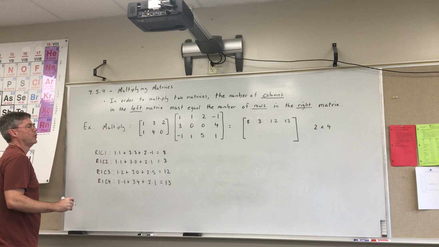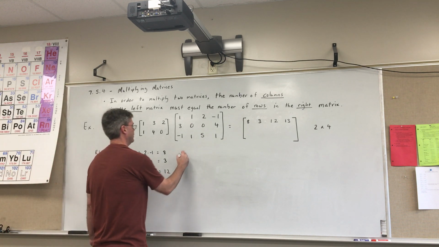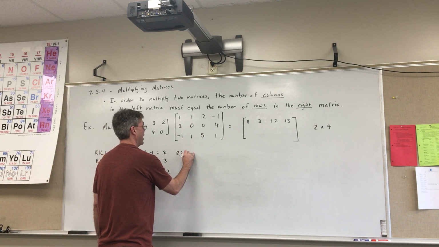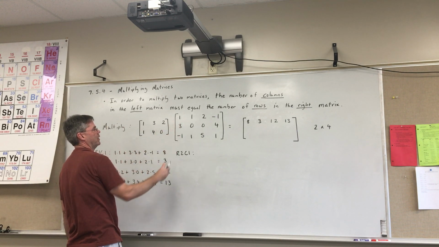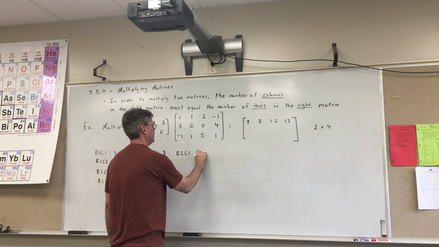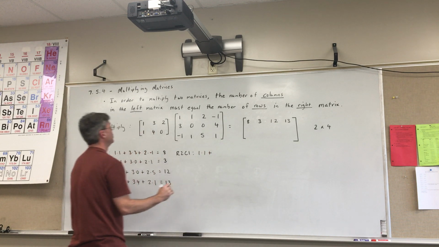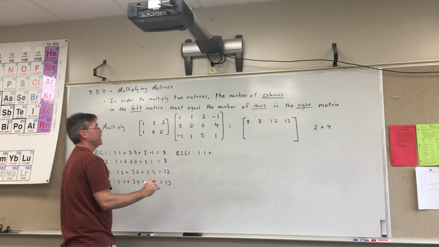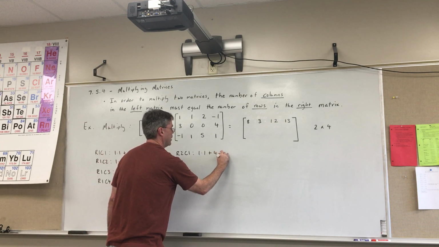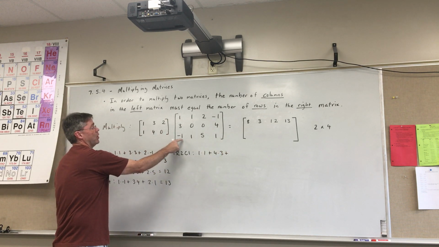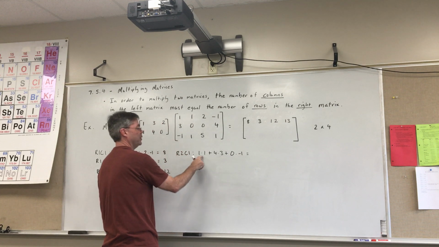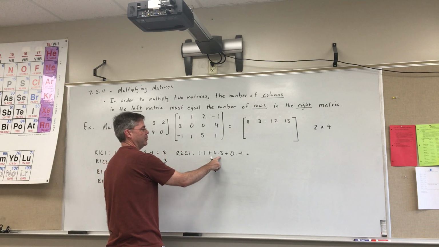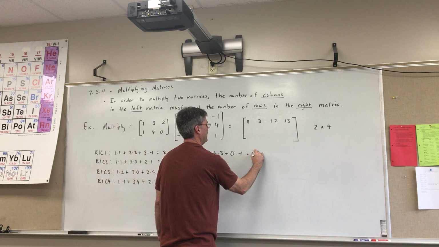Now we've got to do row 2. So we've got row 2 times column 1. Second row, first column. 1 times 1 plus 4 times 3 plus 0 times negative 1. So that's going to be 1 plus 12, which is 13, plus 0. That's 13.